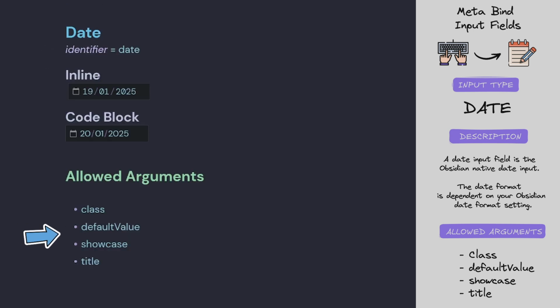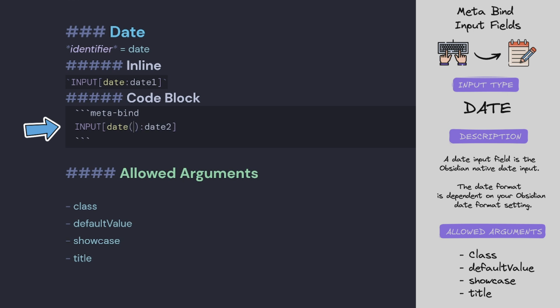So we have 4 allowed arguments on the date property. So to add our class, we simply insert after the input field a parentheses with the word class, then another parentheses and the name of the class that we would like to set. So this is going to be a custom CSS property. I'll just put custom date for now.